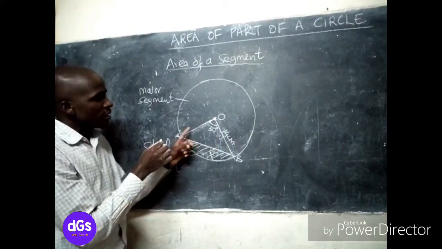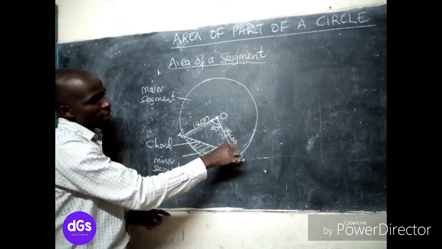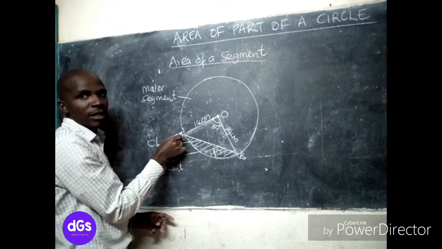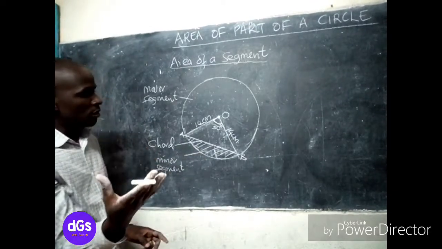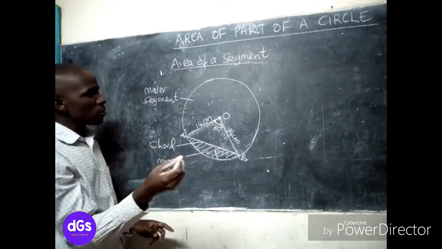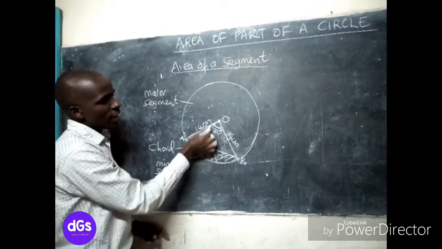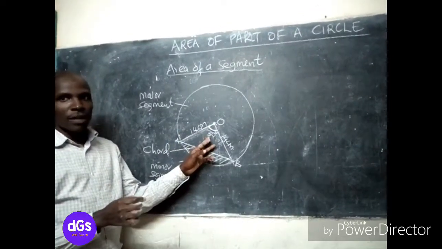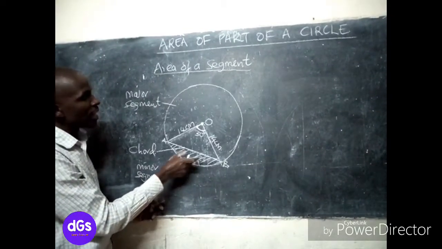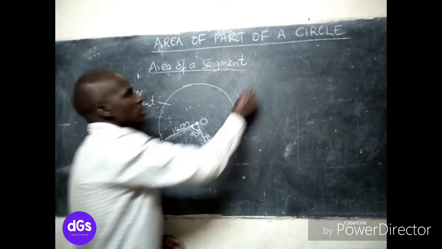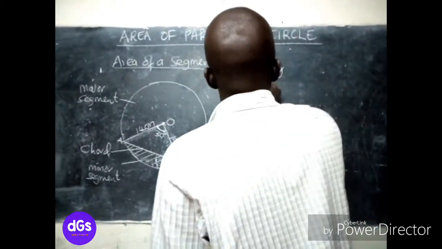Now you'll notice that this triangle is an isosceles triangle, simply because this side is a radius and also this side is a radius. And so it's an isosceles triangle, and we can use the formula area equals half ab sine theta, because we have one side of the triangle, another side of the triangle, and an included angle. So let's now see how you get this shaded area, which is the area of the minor segment.